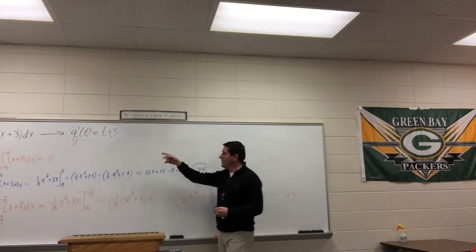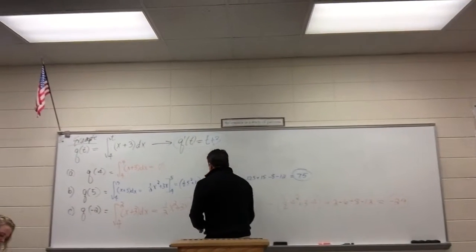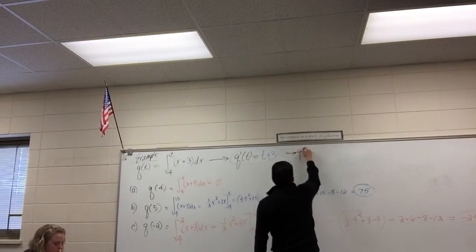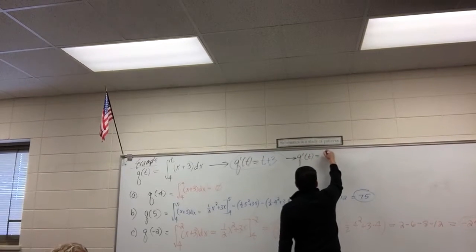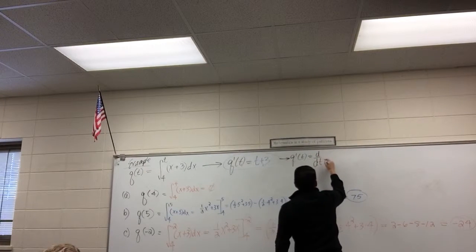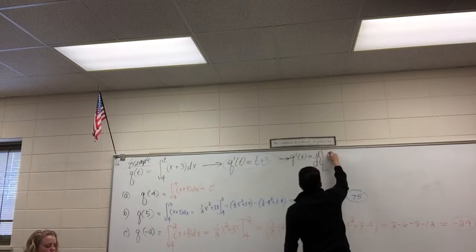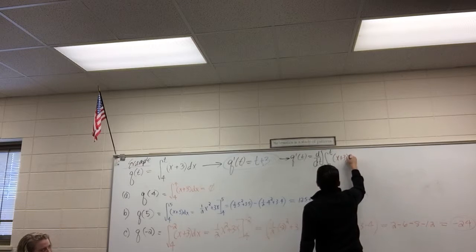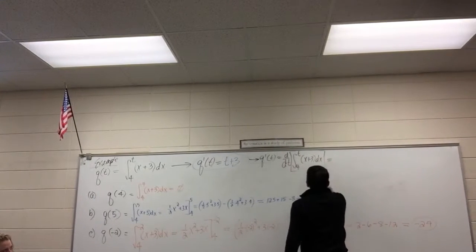Okay? The derivative of this is this. Boom. Again, I'm going to clarify why it is that way right now. Watch what happens. It's very cool. What happens is we're finding the derivative with respect to t, because that's the variable. And we're going from 4 to t of x plus 3 dx.